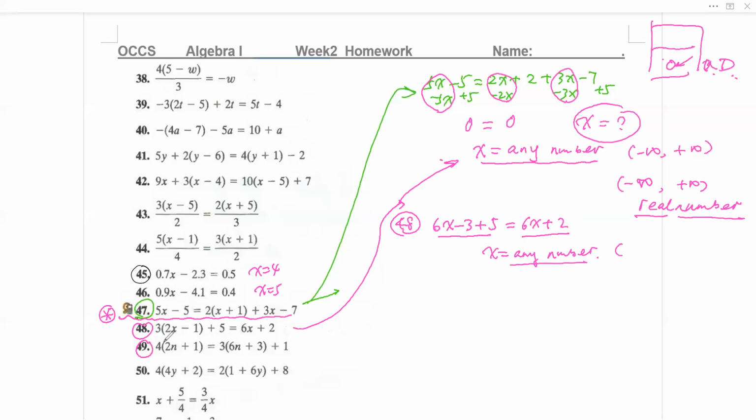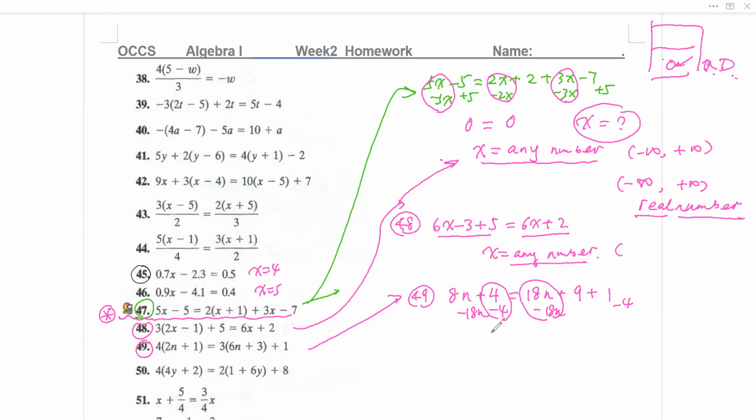Let's see 49. Distributed inside is an plus 4. And what about the right part? 18n plus 9 plus 1. Right? So on both sides, minus 18n, okay, minus 4, minus 4. So here became 0, here became 0, right?